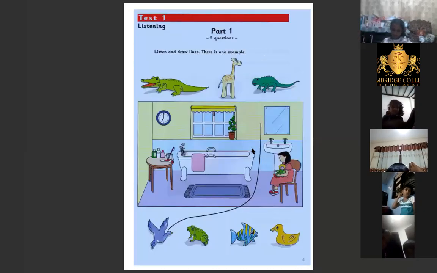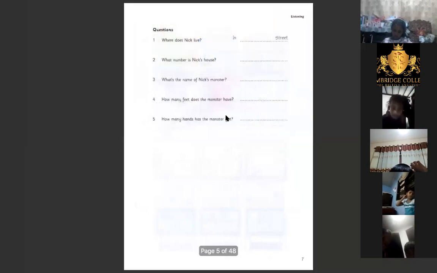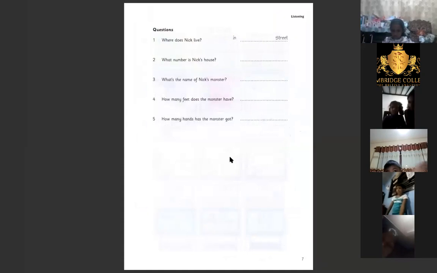Examples. Yes. No need to write the examples. Now you want to write the answers. Turn to page number 7. Now you listen and write a name or a number.